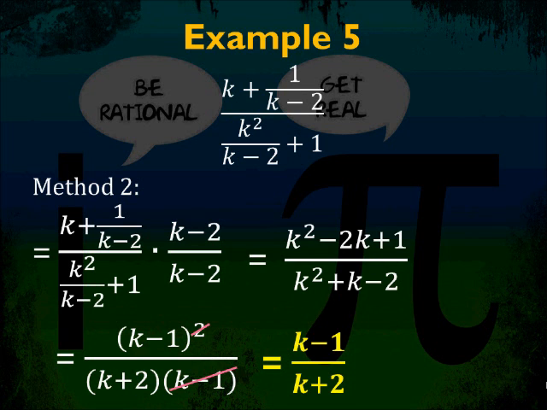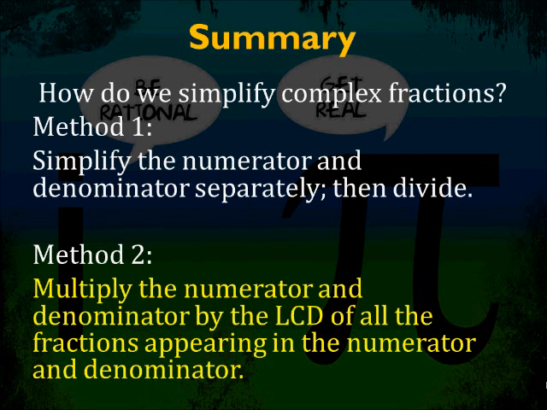So, in summary, how do we simplify complex fractions? There are two ways. You can simplify the numerator and denominator separately. In other words, convert them into one fraction both on the top and the bottom, and then divide, which is the equivalent of multiplying by the reciprocal of the denominator of the original fraction. The method below, I think, is the easier and cleaner method.